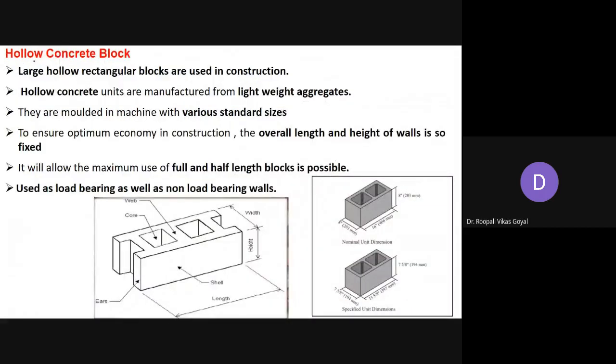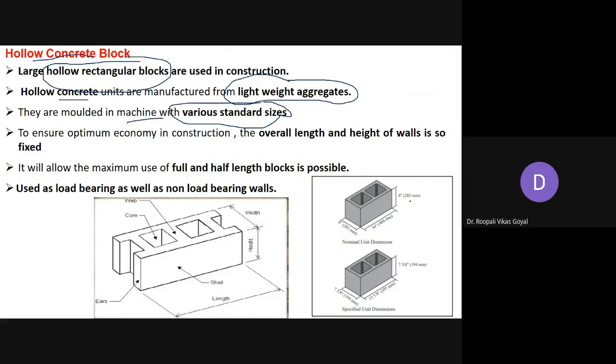Basically these hollow concrete blocks are hollow rectangular blocks with voids inside, and we use them for masonry construction. These hollow concrete units are manufactured from lightweight aggregate, so their weight is a bit less, and as they are hollow, their weight is less compared to normal stone or brick. They are molded in machines in various standard sizes. There are varieties of sizes available, and depending upon the requirement you can utilize a particular size. In some books the sizes are given, but a variety of sizes are used.